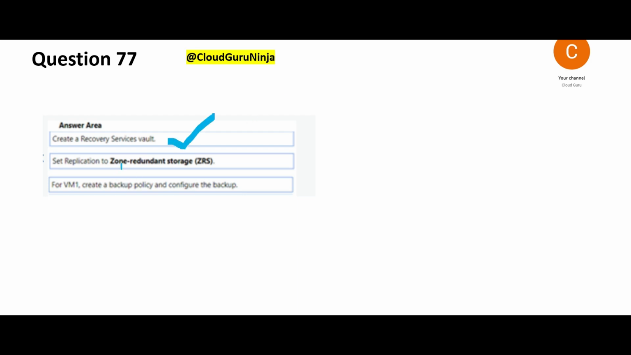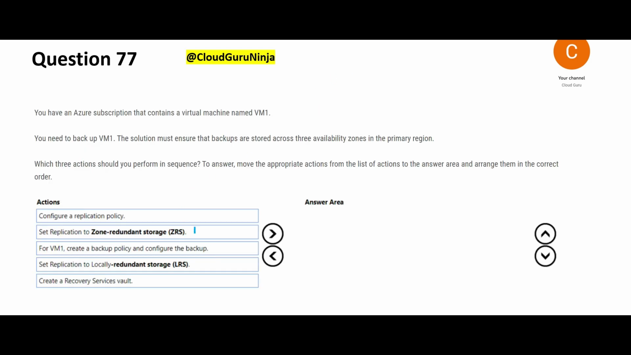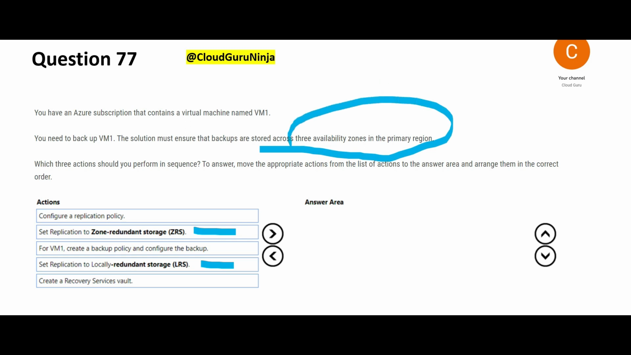Now the second step, replication to ZRS. Why do we want to do that? See, there are 2 types of replication here: either you do it to ZRS or LRS. LRS means it will be local. If the data center fails, you are out of luck. So that's why we want ZRS. But does the requirement tell you to do ZRS? Yes, boss. It says backups are stored in availability zones in the primary region. So this is where it tells us to do that.